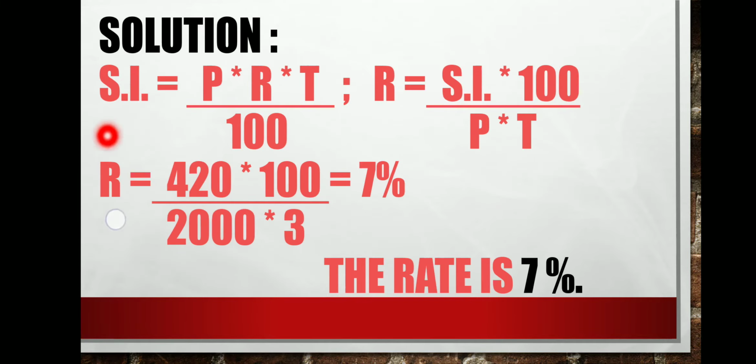The main formula is SI equal to P into R into T divided by 100. R equals SI into 100 divided by P into T. Now we'll put the values: SI 420 into 100 divided by P, that is 2,000 into 3. That comes to 7%. So rate of interest is 7%.